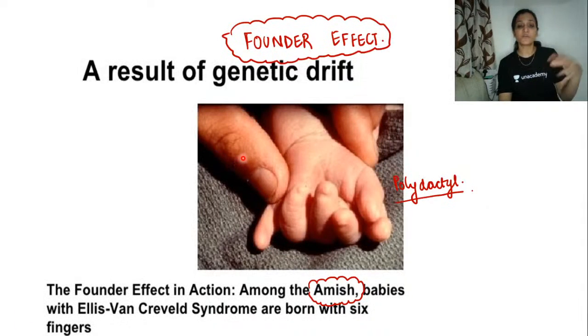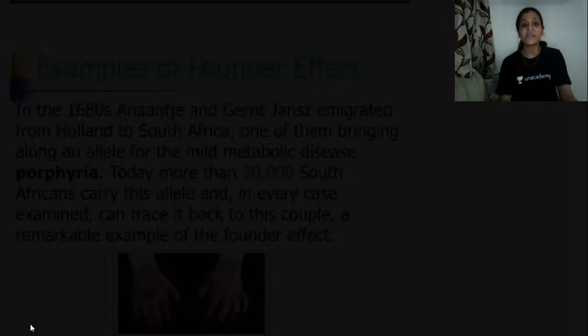Now, I have written some of the examples. We are dealing in a random manner because initially I dealt in a systematic manner. So, the example of polydactyly is because of the founder effect. It is seen in the Amish babies. Some group of people migrated, and the gene for polydactyly increased through the founder effect.